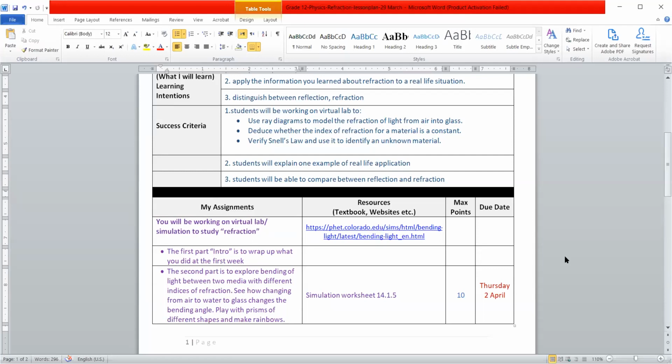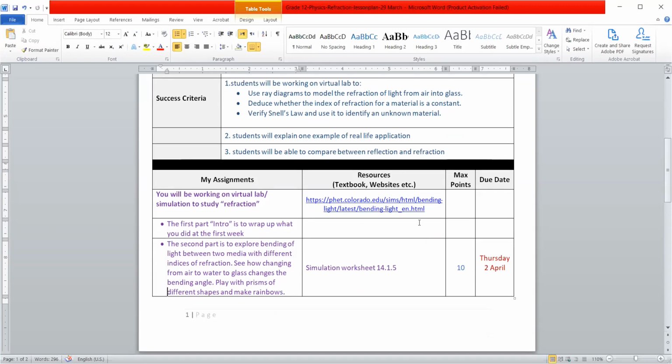The points here, the success criteria: you will be working in the virtual lab to, number one, use ray diagrams to model the refraction of light from air into glass. Number two, deduce whether the index of refraction for a material is a constant. And number three, verify Snell's law and use it to identify an unknown material. These are the success criteria for the virtual lab that we have to work on.